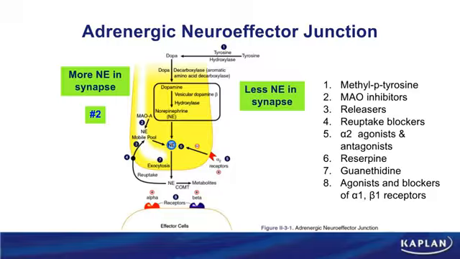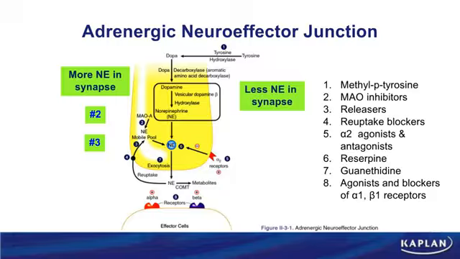The second mechanism for drugs that can increase norepi in the synapse is number 3, which would be releasers of norepinephrine. A classic example of this, amphetamines. Amphetamines cause the release of norepinephrine from the neuron. They actually enhance the norepinephrine that's in the mobile pool to return to the vesicle and cause its release. So amphetamines are classified as releasers of norepinephrine.